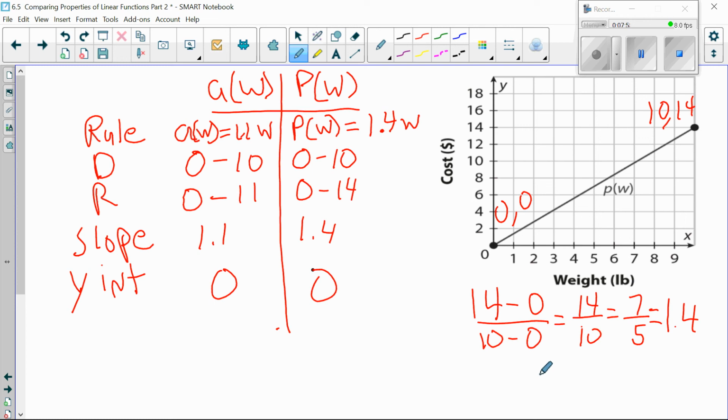All right, now that's comparing properties of a linear function between a word problem, or in context, with a graph.